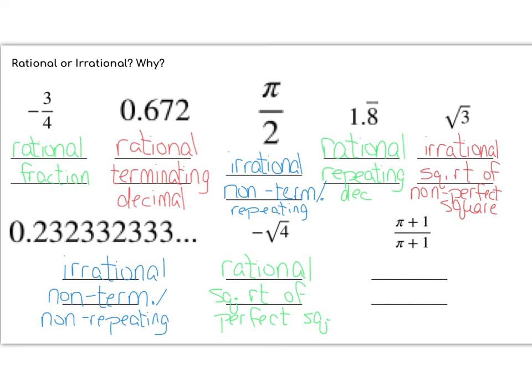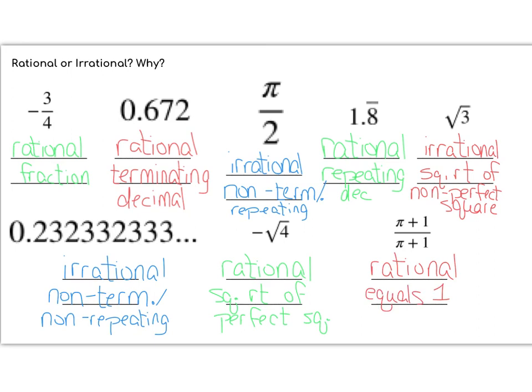All right, this next one is a thinking problem. Let's see how you do. I have pi plus 1 over pi plus 1. Tell me, is this rational or irrational? That is a rational number. Did you get that? Okay. If you didn't, change it to rational. Now look at it and tell me if you know why it's a rational number.